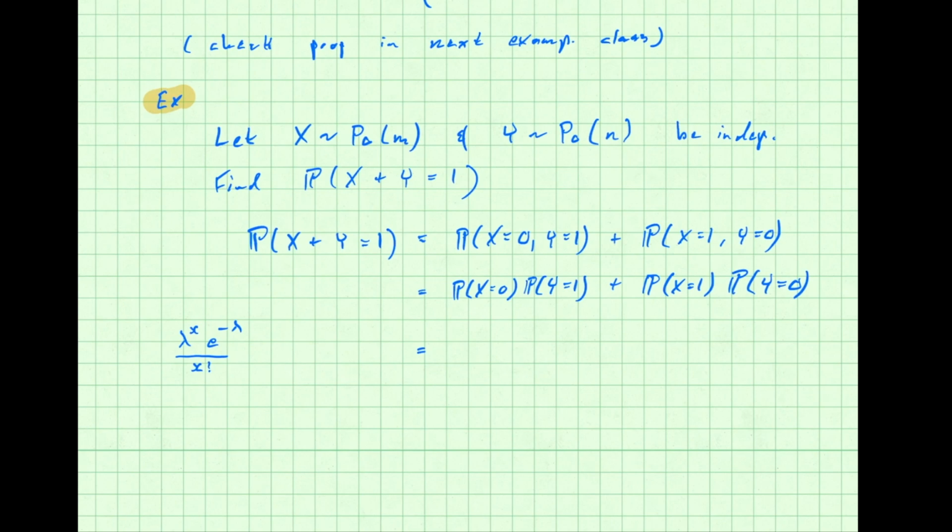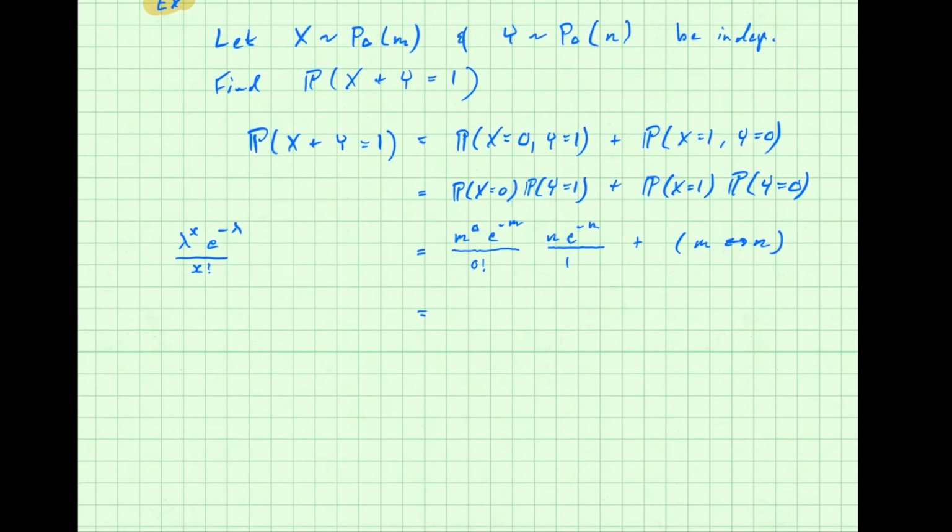Alright, so what's the probability that x is equal to 0? So remember, x has parameter m. And so we've got m to the 0, e to the minus m. Sorry about that. Divided by 0 factorial, which is 1. Times the probability that y is equal to 1, and so that's going to be n to the 1, e to the minus n, over 1 factorial, which is also 1, plus, and then over here, we just have m and n swapped, the second term.